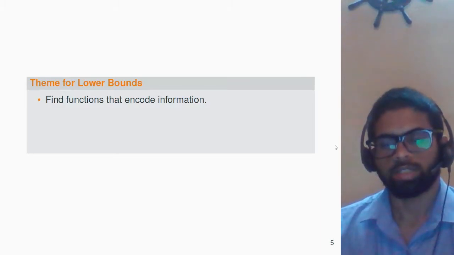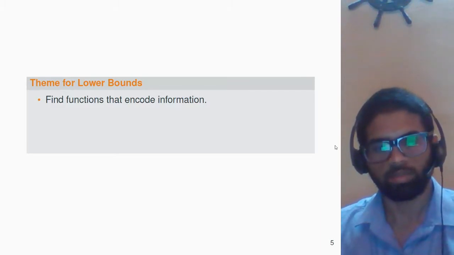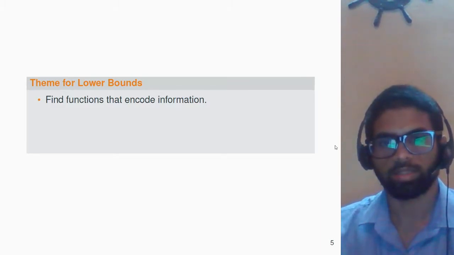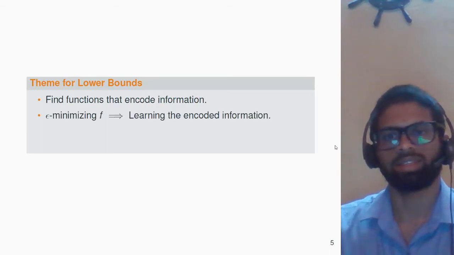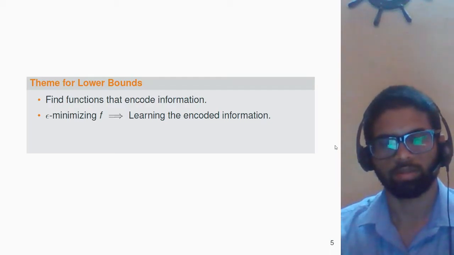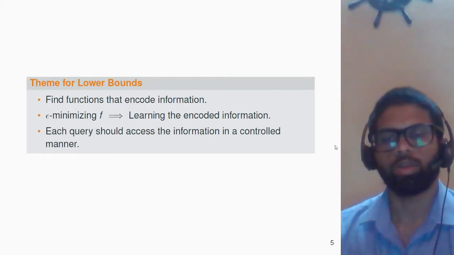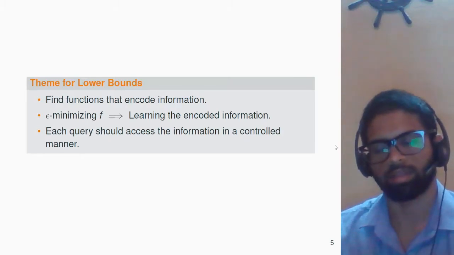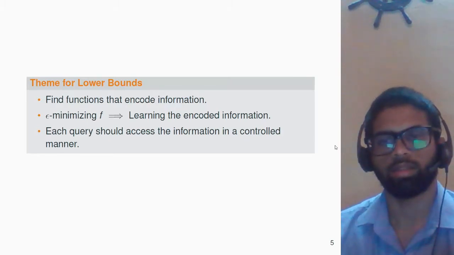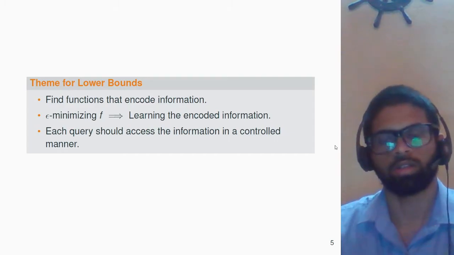We want to find functions that encode some kind of information, in the sense that if you find an epsilon optimal point for f, you've actually learned the encoded information. Then you want to say that every query accesses this information in a very controlled manner, and this gives us a handle to say that you actually need a lot of queries in order to learn all of the information.